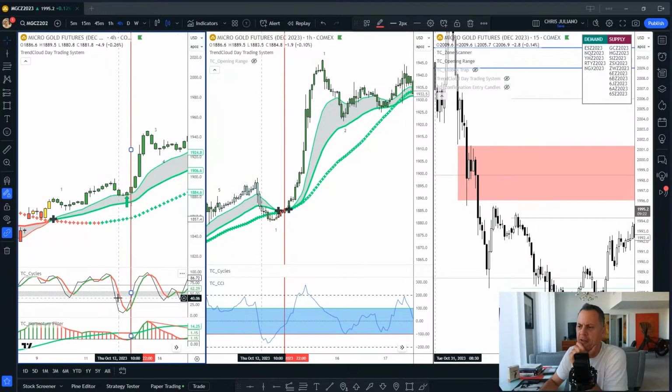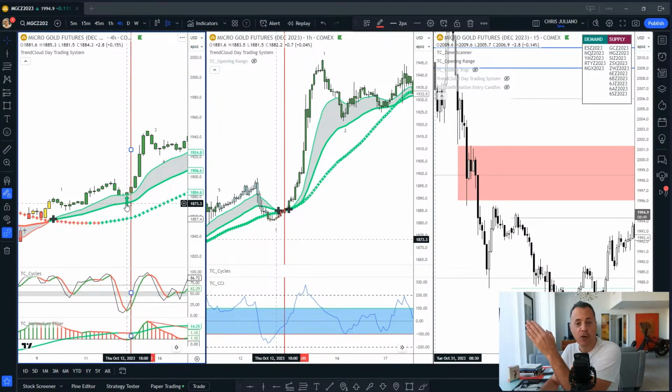Look at the stochastic. This represents impulse or correction. So right now, see how it's green? The bottom stochastic is green from here all the way up to here. That's an impulse move. And when it's red, that's a corrective move. So you can see this is like a little cycle indicator. It's just a modified stochastic. And when you're pulling back into the trend cloud in an uptrend, you're saying this is the corrective move.